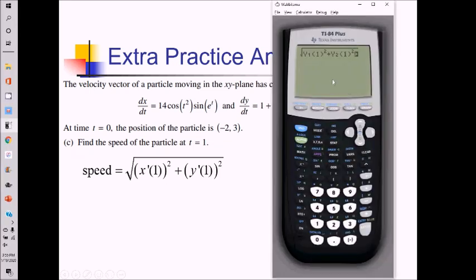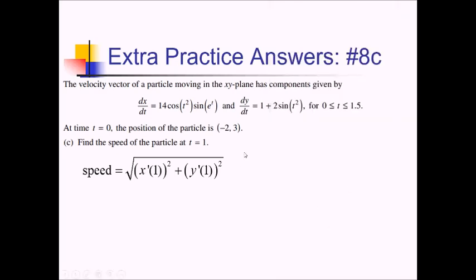So here's the setup on the calculator. I've got the square root, and again, x prime was y1, so we have y1 of 1, and we're squaring that, along with y2 of 1 squared. Enter. About 4.105. And there's no units, so we don't have to give them any units.